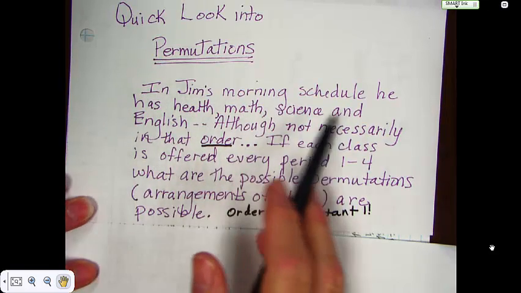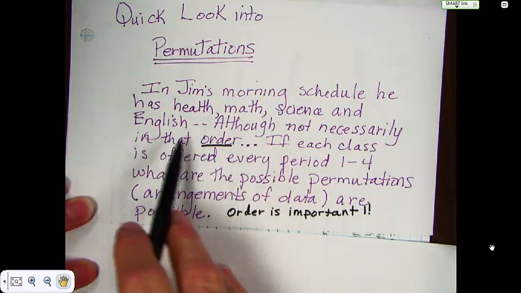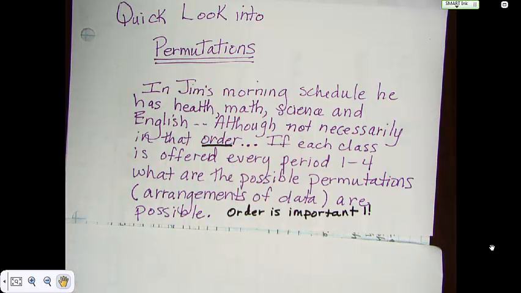In Jim's morning schedule, he has health, math, science, and English, although not necessarily in that order. If each class is offered every period, periods 1 through 4, what are the possible permutations, or arrangements of the classes, remembering that order is important?